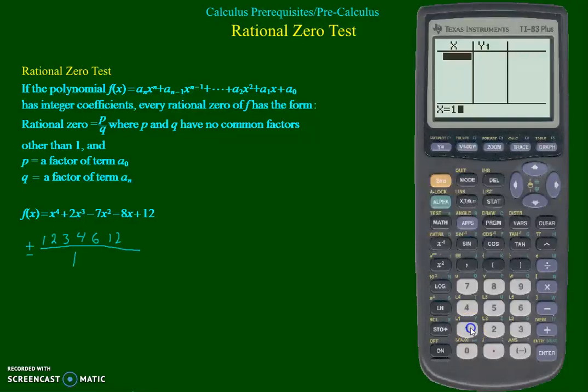So let's put in a 1. And we see that a 1 is a 0 of the function. Let's try negative 1. A negative 1 is not a 0 of the function. Let's try a 2. A 2 is a 0 of the function. So we know that 1 and 2 are zeros of the function.